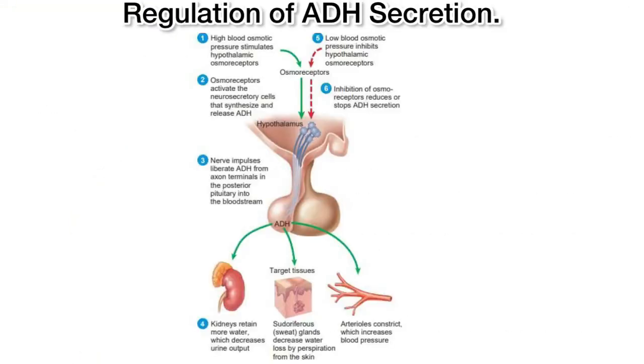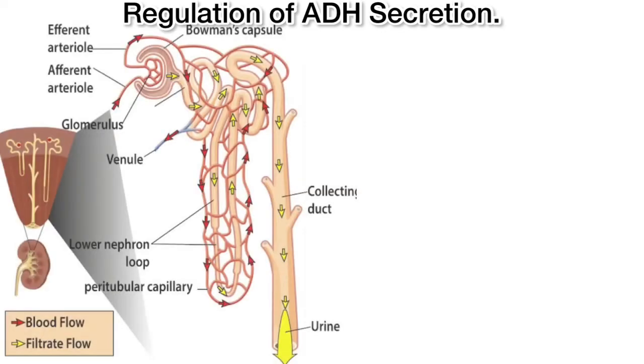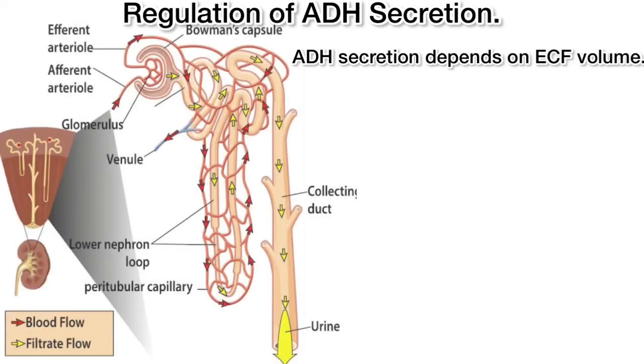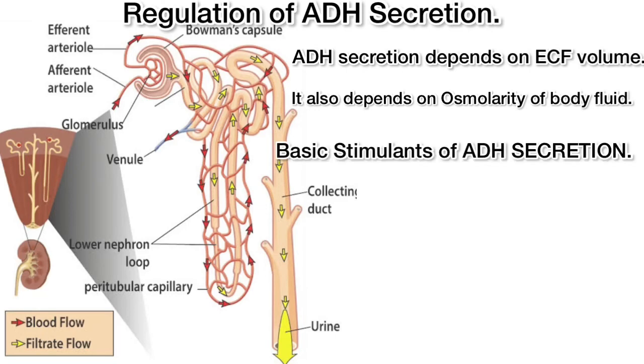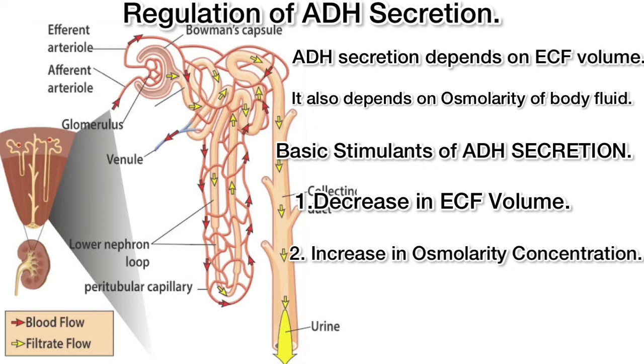Let's talk shortly about the regulation of this antidiuretic hormone, the regulation of its secretion. The antidiuretic hormone secretion basically depends on the volume of blood fluid and also on the osmolarity of the body fluid. The basic stimulants for antidiuretic hormone are two. The first one is when there is a decrease in the extracellular fluid volume, and the second is when there is an increase in the osmolarity concentration in the extracellular fluid.